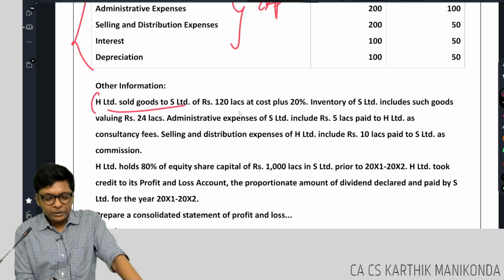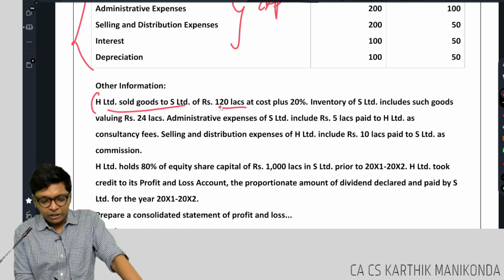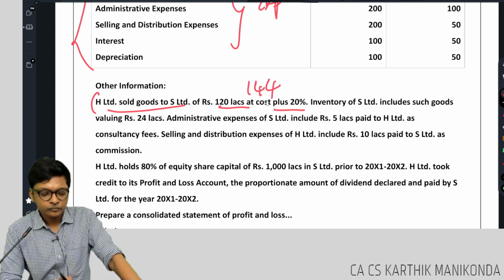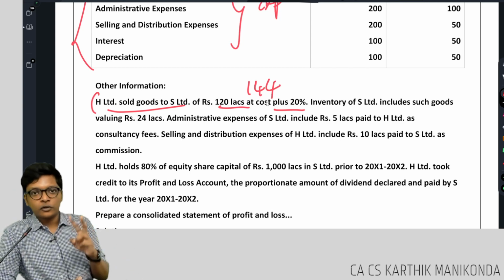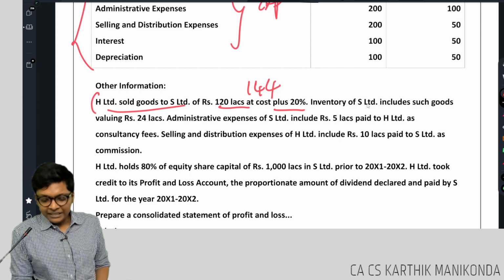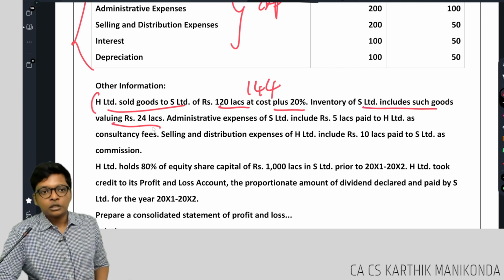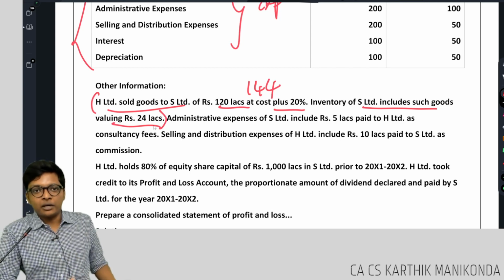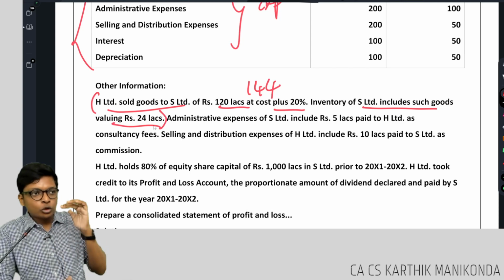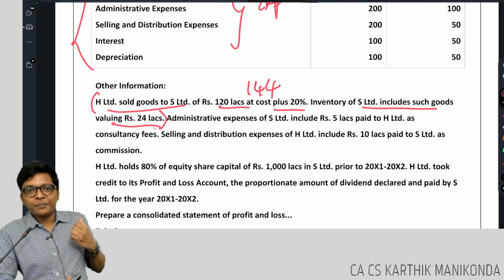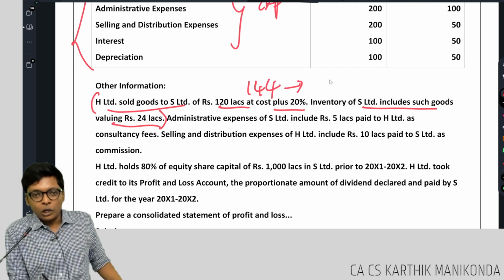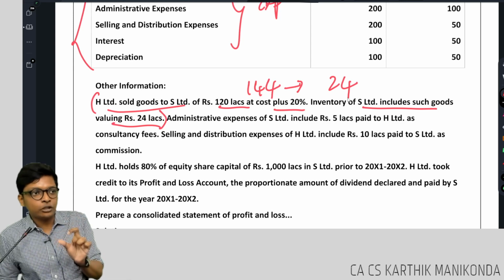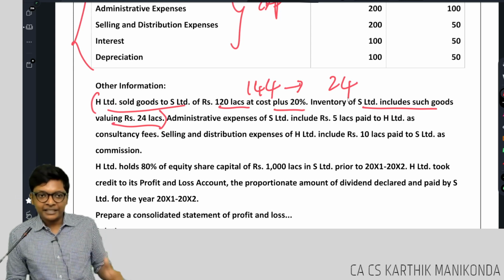H Limited sold goods to S at a cost of 120 plus 20%. So they sold at 144. They made a profit of 24. Inventory of S includes such goods valuing 24. What transaction is this? Upstream or downstream? Downstream. H is selling goods to S, but unlike the previous sum, out of 144, how much is unsold? 24. So we have to find unrealized profit only to the extent of 24. Are you following, Vignesh? Getting it?